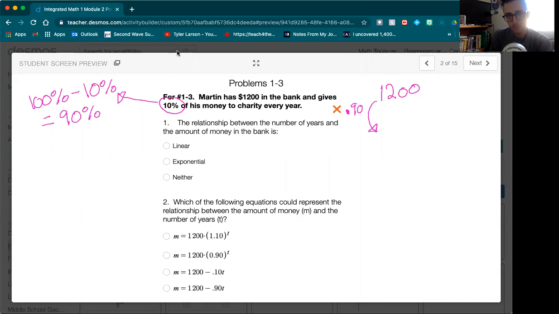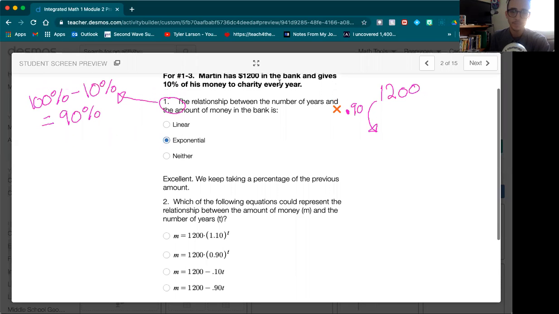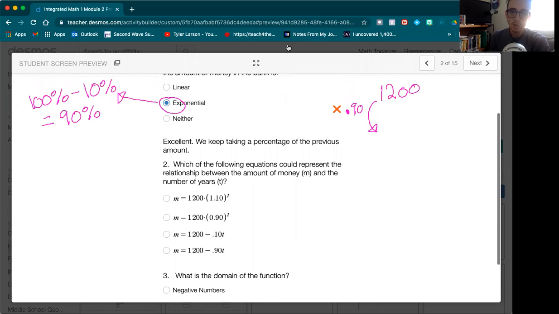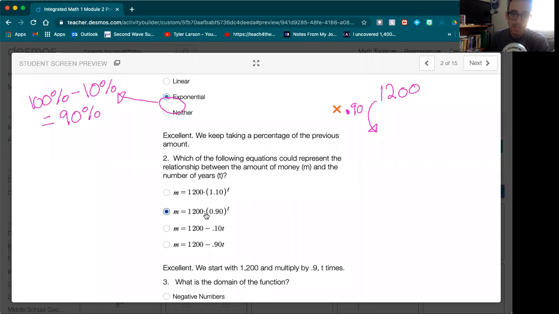Well, we're taking a fraction of the amount that's left. So hopefully you're saying this is exponential. If we were talking about this with an equation, we're starting at 1200 and then we keep multiplying by 0.90 t times. So this is definitely this one, 1200 times 0.90 to the exponent of t times. And I even give explanations here as to why those answers work.